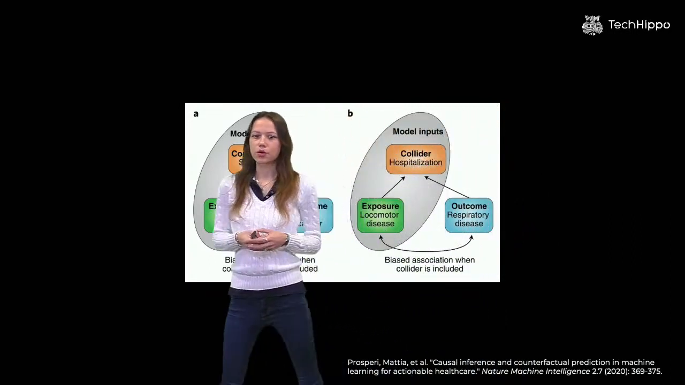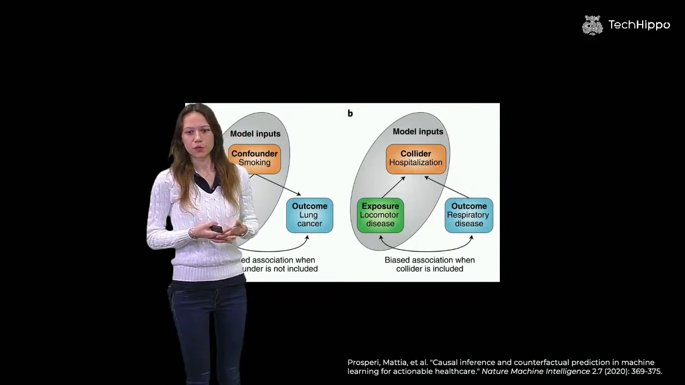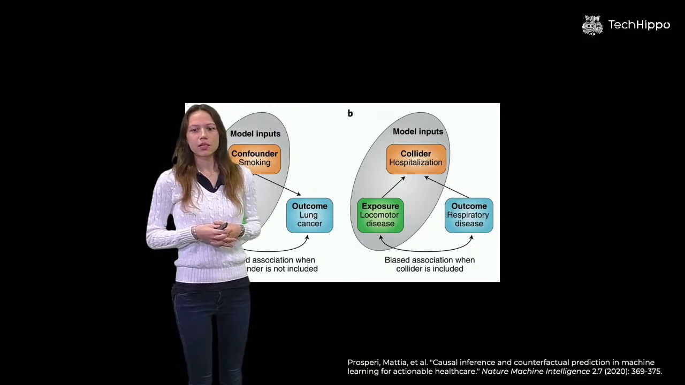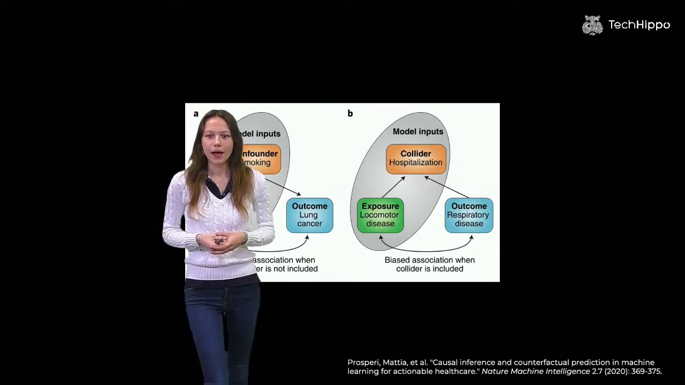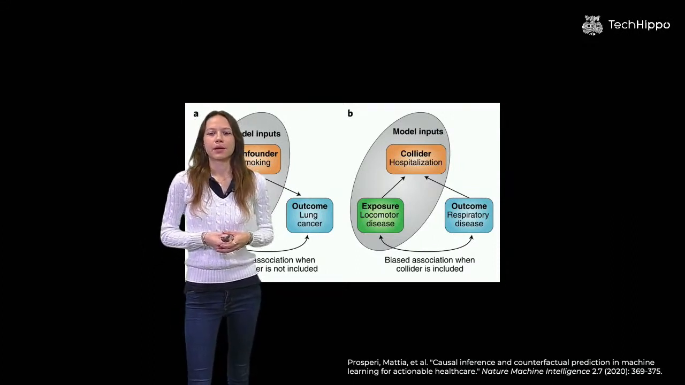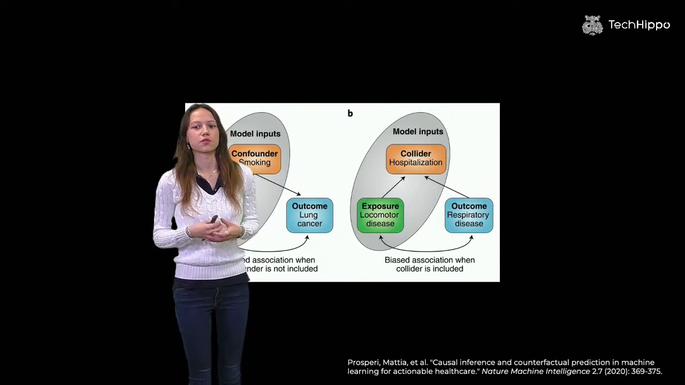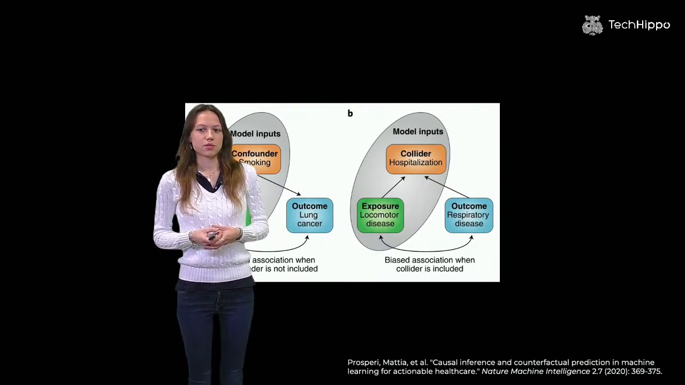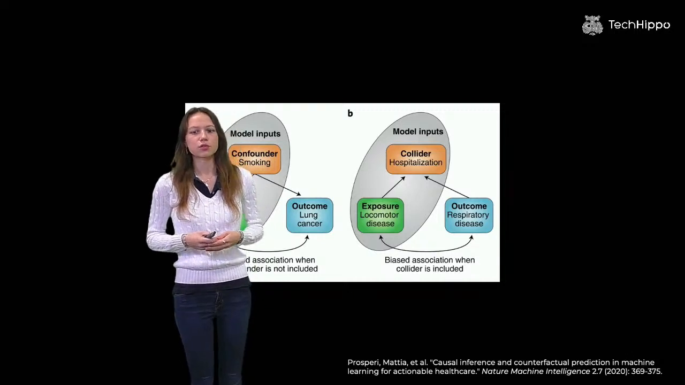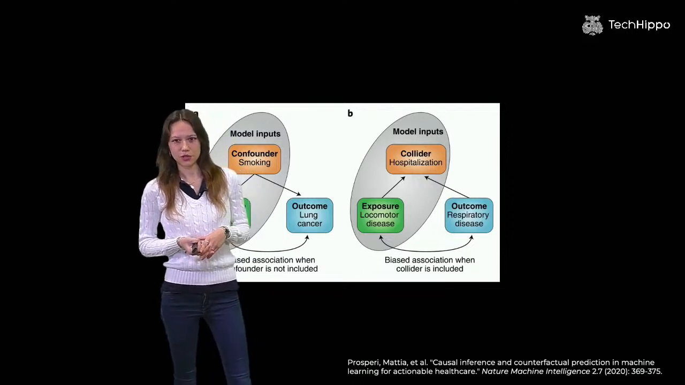On the other hand, you have the so-called collider bias. This means that you have a common effect of both the exposure or the predictor and the outcome. An example here could be that locomotor disease and respiratory disease will both cause hospitalization. When the AI observes hospitalization and uses locomotor disease to predict respiratory disease, it doesn't really help you, because if you treat respiratory disease, you will not automatically also treat locomotor disease. So this is also a problematic bias. If you do not include a confounder, or if you falsely include a collider in a model, this will always result in a biased association.